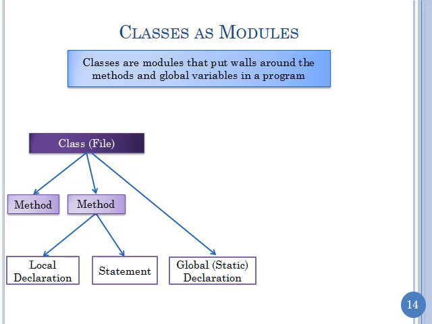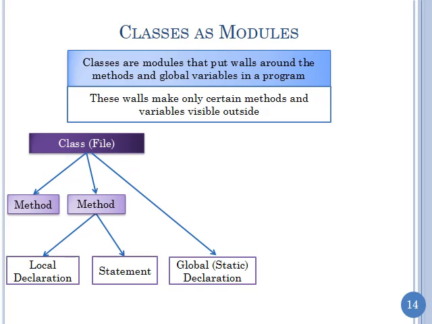We can have a permutation class. As we saw last time, we put walls around and we said, this is visible outside, this is not visible outside. So classes serve as walls. That's one role they have. The walls make only certain methods and variables visible outside, and ideally, you should make no variables visible outside, and you should make only some methods visible outside, not all methods. So we saw in that example that the methods should be made public and the variables not.